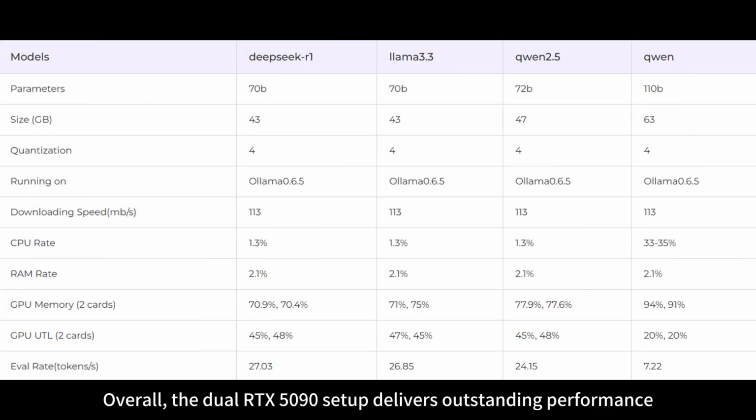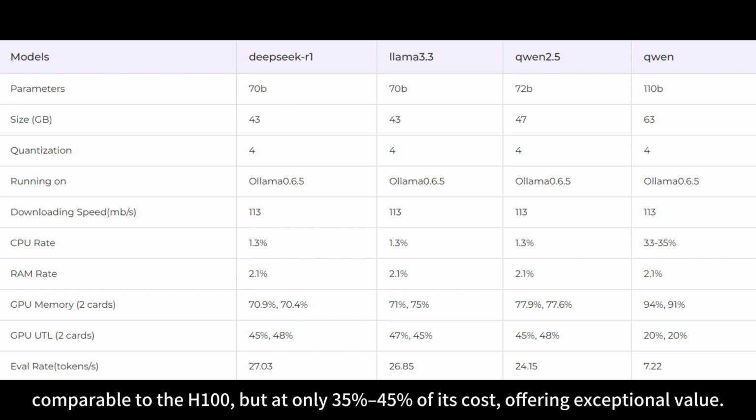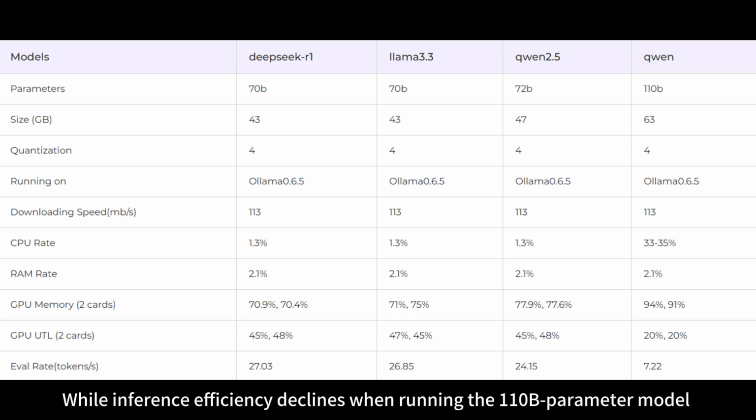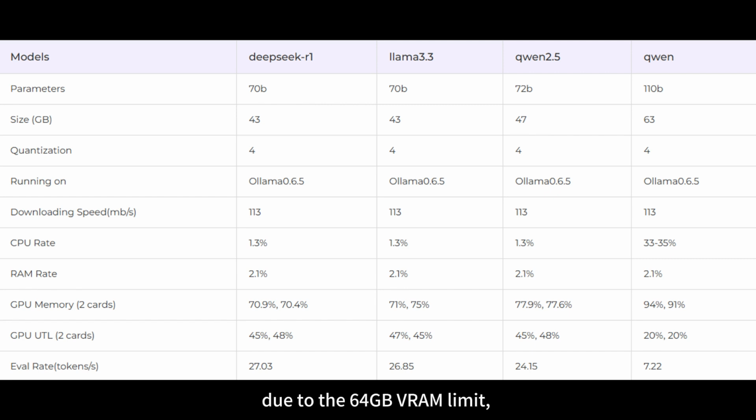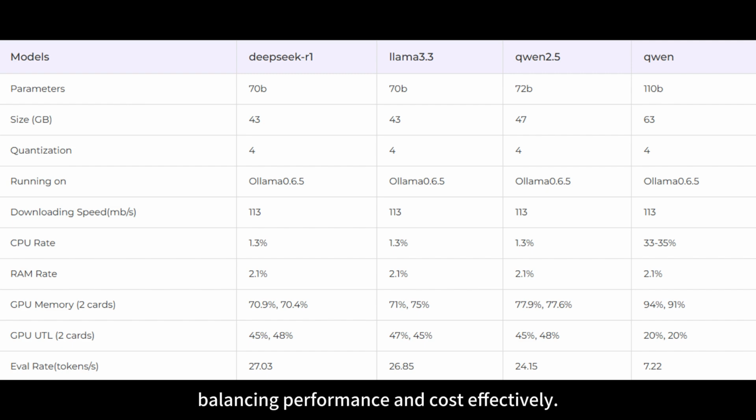Overall, the Dual RTX 5090 setup delivers outstanding performance when running 70 billion class large language models, achieving inference speeds up to 27 tokens per second, comparable to the H100, but at only 35% to 45% of its cost, offering exceptional value. While inference efficiency declines when running the 110 billion parameter model due to the 64 gigabytes VRAM limit, it remains an ideal choice for mid to high-end LLM deployment, balancing performance and cost effectively.